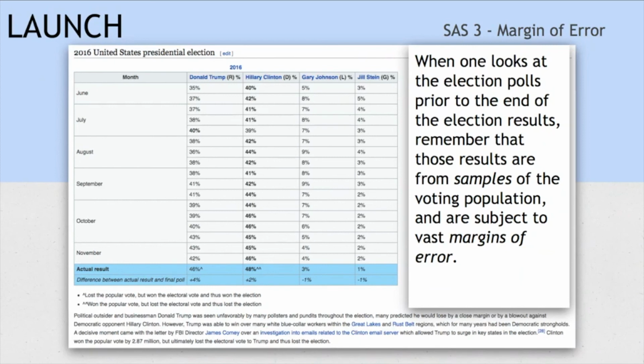So anyway, margins of error, when you look at the election polls and the end of the election results, these results are from samples of the voting population and are subject to vast margins of error, mainly because it's really hard to get a good demographic sample of the voting public. So anyway, that's the end of the election.